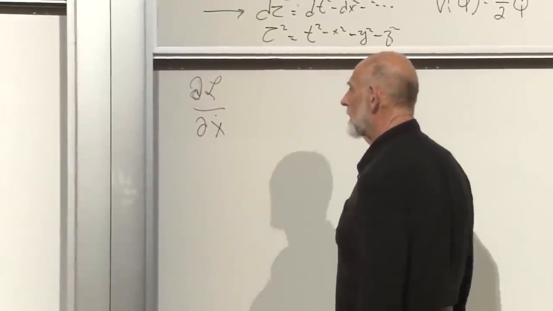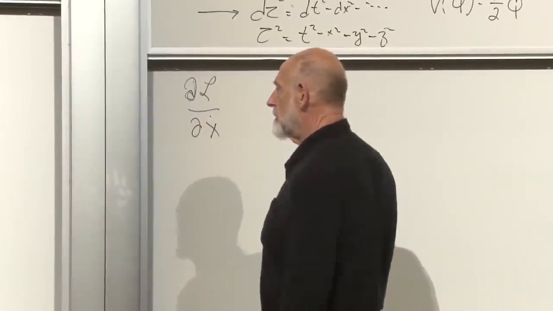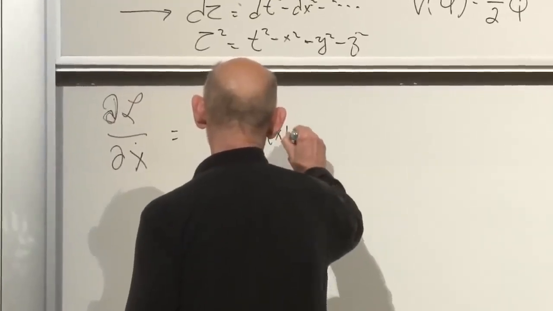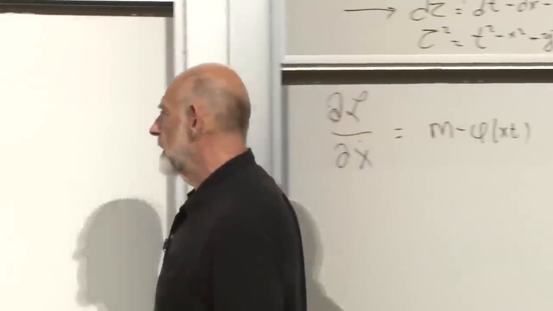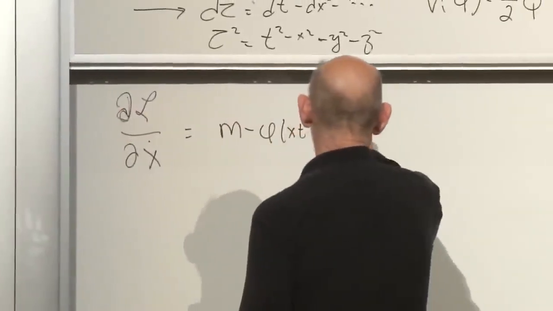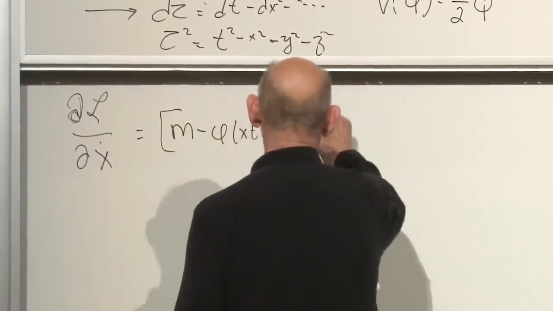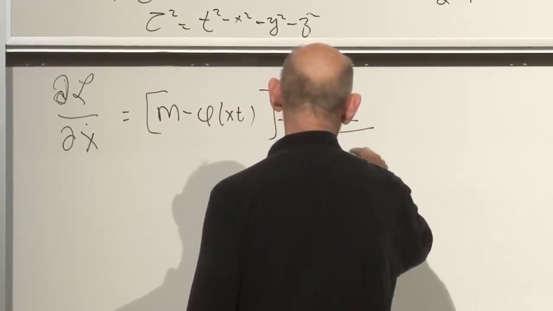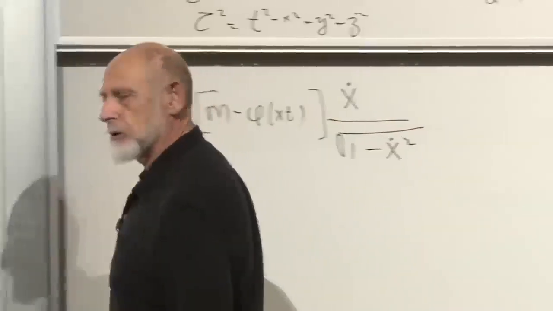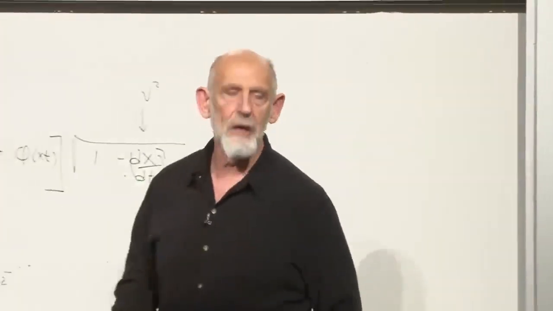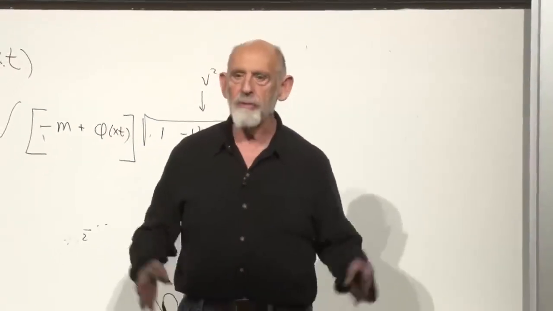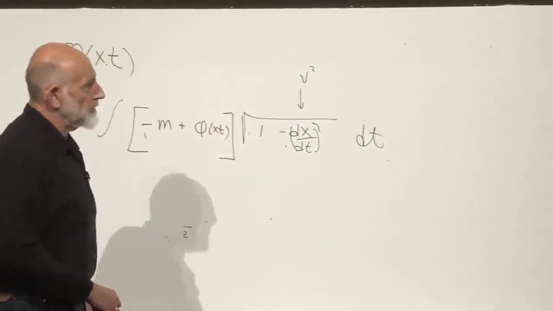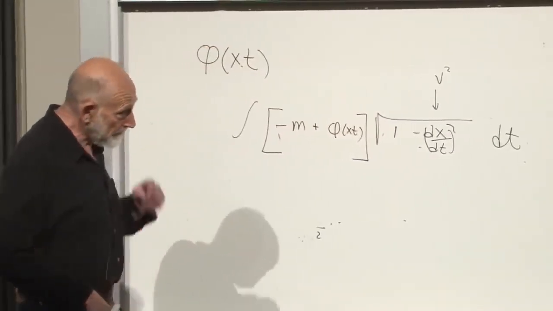What is that? That is m minus phi of x and t times x dot over the square root of 1 minus x dot squared. I'm doing this as if there was only one direction of space. We'll make it simple. We'll make it a problem in which a particle moves in only one direction, namely the x direction. Let's keep y and z out of it. Where did I get this from?